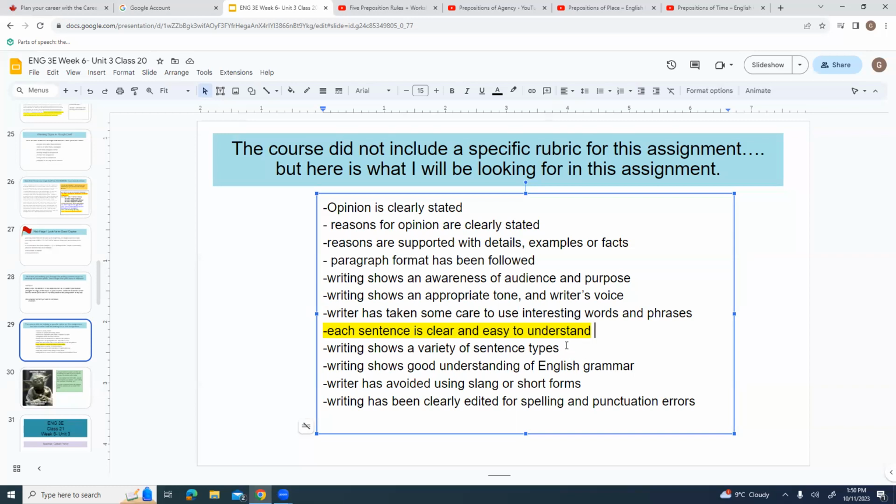Your writing shows a variety of sentence types. Excellent. Writing shows a good understanding of English grammar. We've had so many discussions about English grammar. Remember that you have to use it. You've avoided slang or short forms, and you've obviously edited for spelling and punctuation errors.